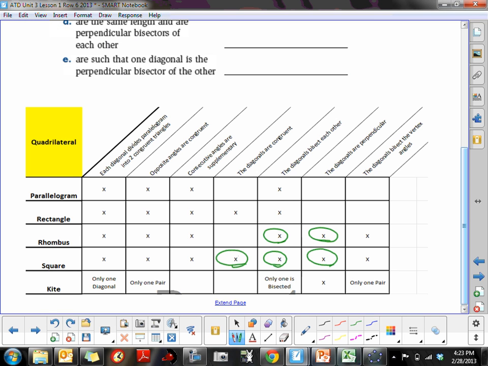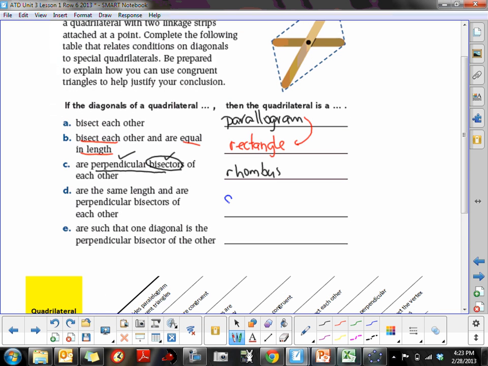That means there's these three criteria that are met. If these three criteria are met, they're congruent, they bisect each other, and are perpendicular, there's only one figure that has all three traits, and that is a square. So this added, the same length, allows us to go one step further than just declaring it a rhombus.